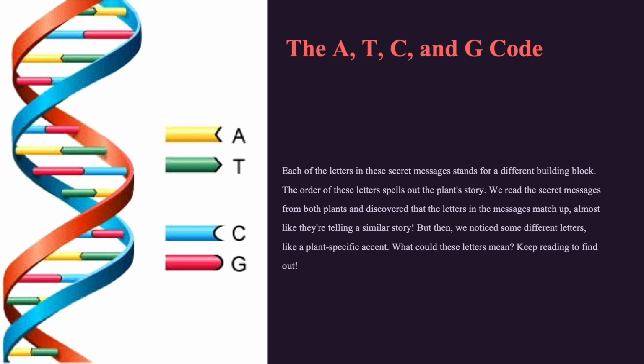You carefully read the secret message from both plants. You notice something mind blowing. The letters in the messages match up, almost like they are telling a similar story. But then you spot a few letters that are different, like a plant specific accent. A light bulb goes off in your head. These different letters hold the key. They are the unique ingredients that make each plant special, even though they look alike. You have uncovered the plant version of the family secret, the hidden recipe that gives each plant distinct flair.